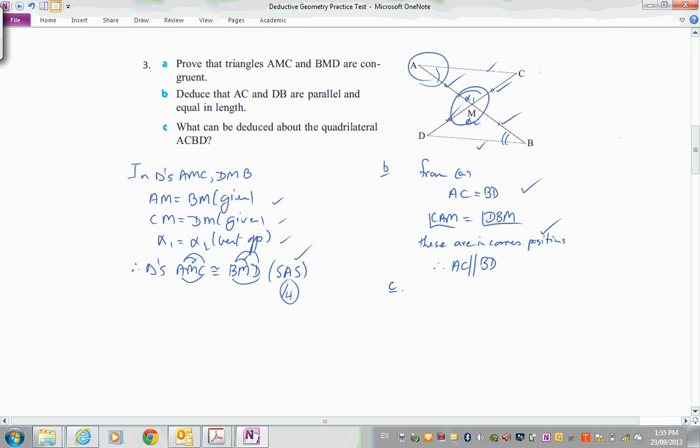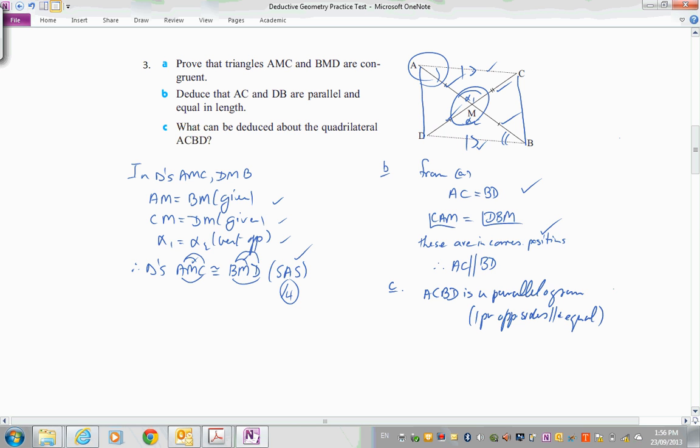Well, what have we just shown? If you join these up, you have a quadrilateral. We've just shown that and that are parallel and also equal. So therefore ACBD is a parallelogram, and you should give a reason: 1 pair of opposite sides parallel and equal. Some abbreviation like that.